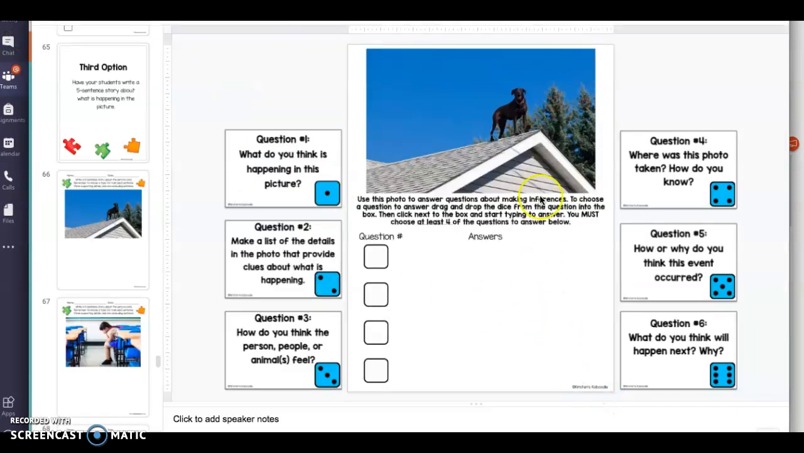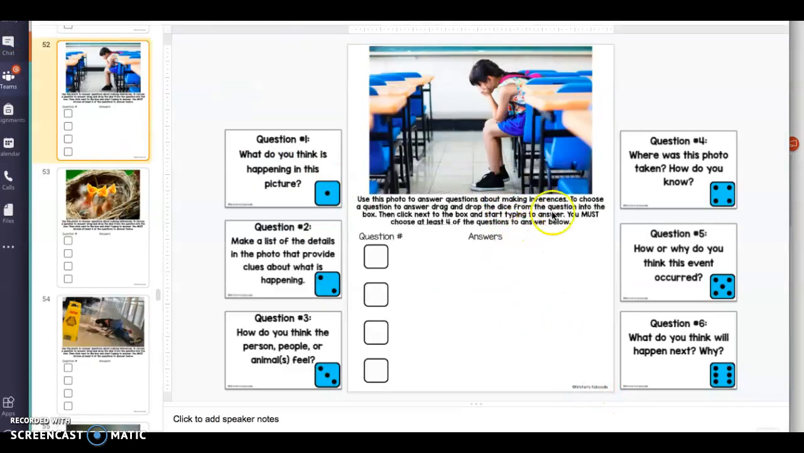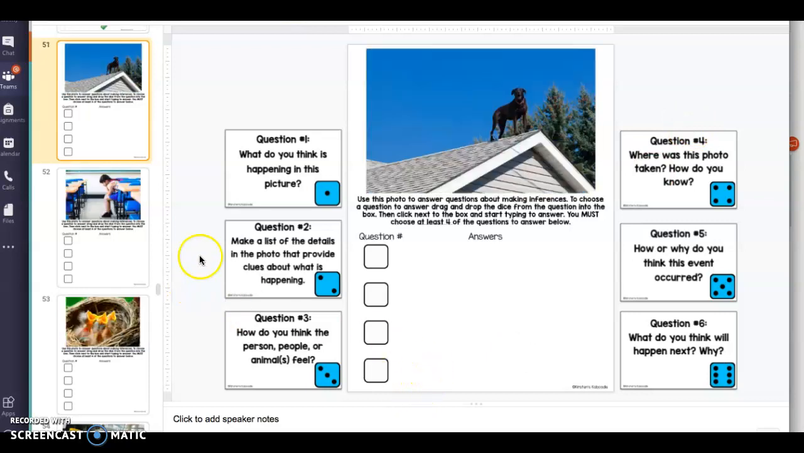Okay, so here we have a picture of a dog. We've got a picture of a dog and a roof. Now, let's see. Use this photo to answer questions about making inferences.